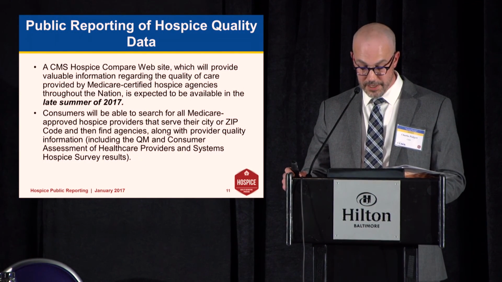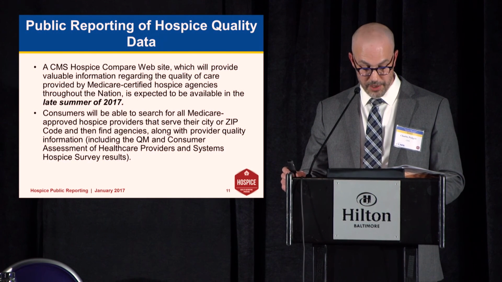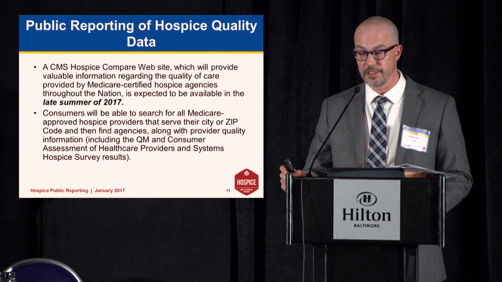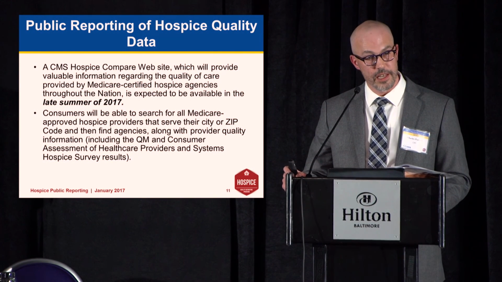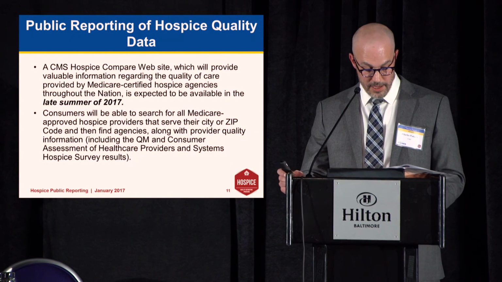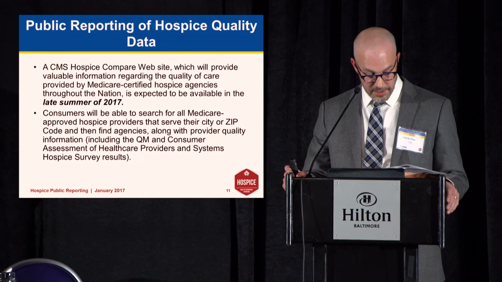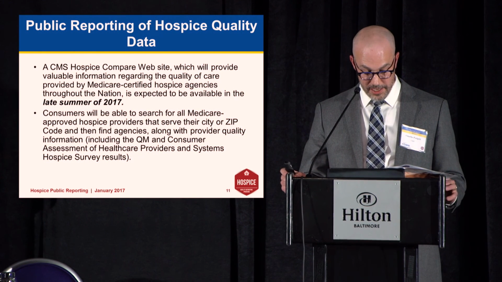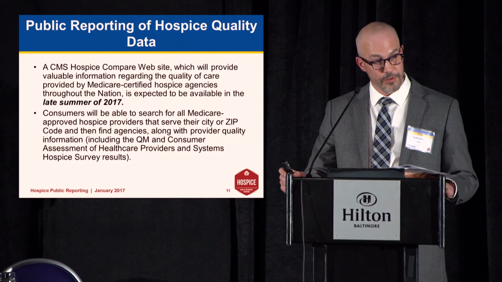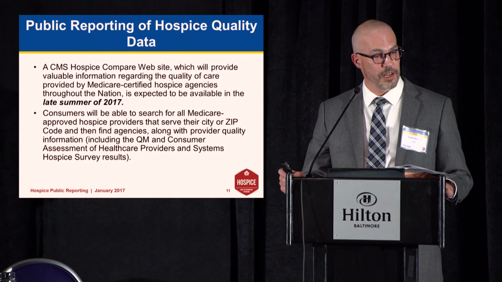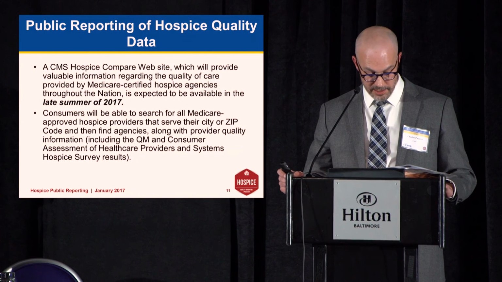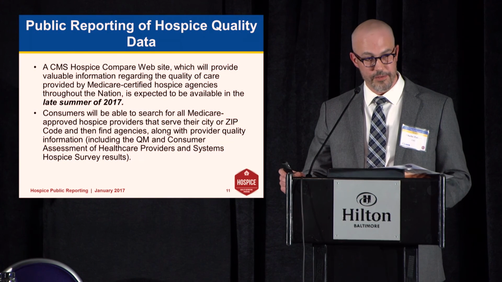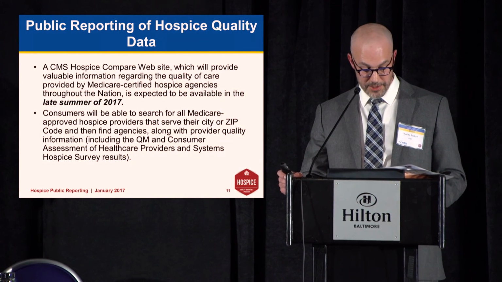The CMS Hospice Compare website, which will provide valuable information regarding the quality of care provided by Medicare certified hospice agencies throughout the nation, as I said earlier, is expected to be launched in late summer of this year, 2017. Consumers will not only be able to look at performance data, but they'll also be able to use the website to search for hospice providers by zip code or by name. They'll also be able to find other provider and quality information. There are tips on how to use the website and how to search for a hospice that's appropriate for your situation or circumstance. And there's hospice demographic data that's available to consumers on the website as well.